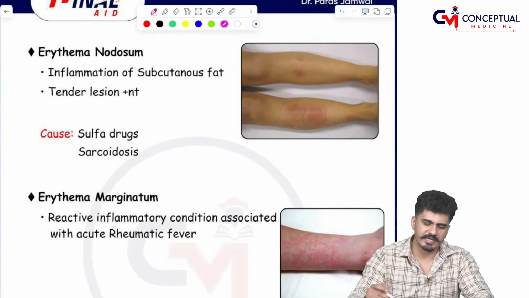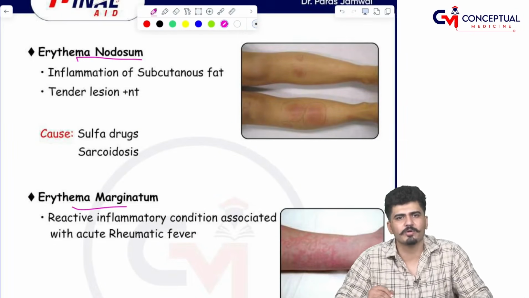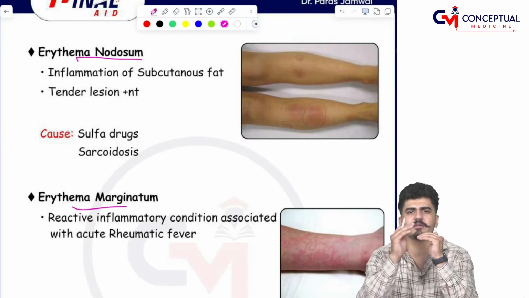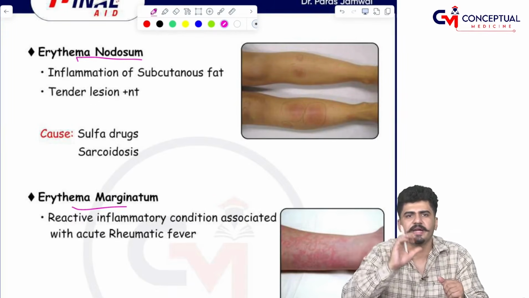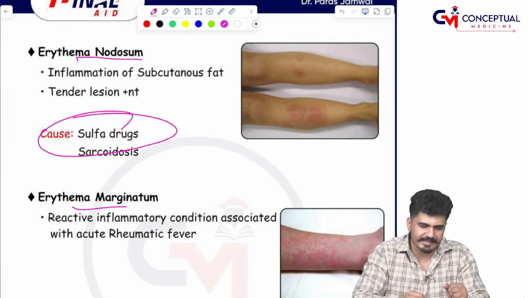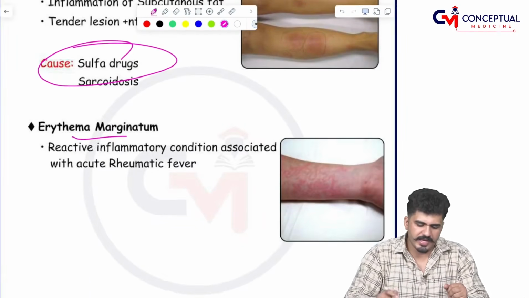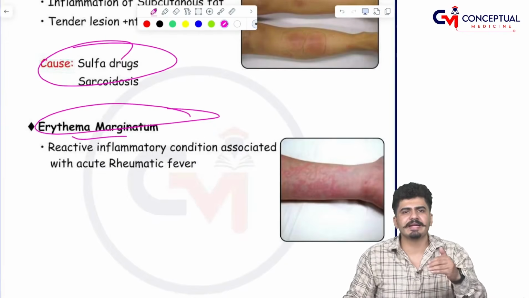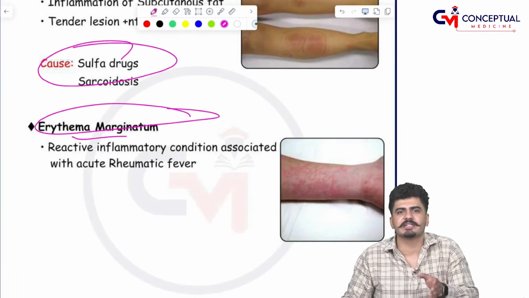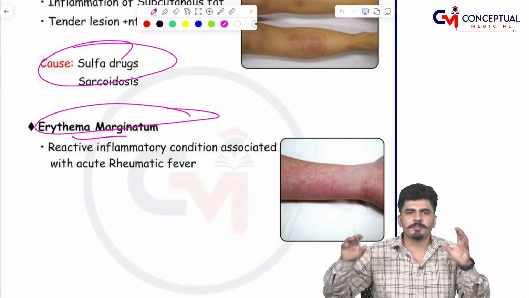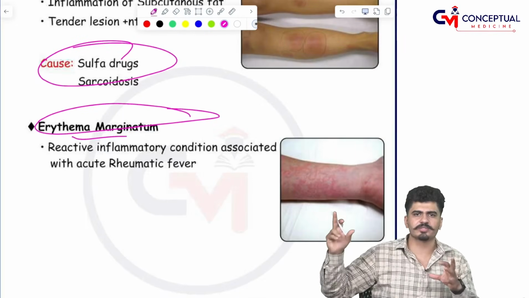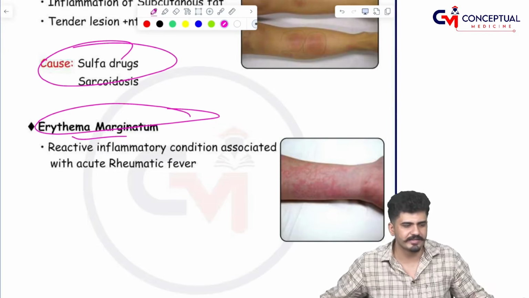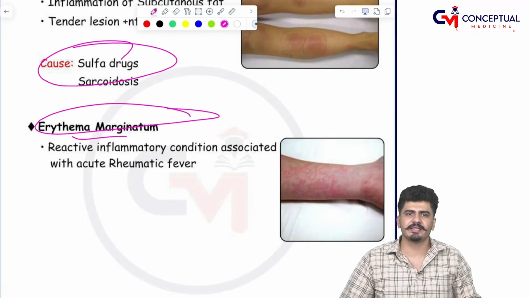Now it's time to study erythema nodosum and marginatum also. In nodosum, there is an inflammation of the subcutaneous fat. This is a painful, tender condition, and it is caused by sulfa drugs and sarcoidosis. Erythema marginatum is a reactive inflammatory condition associated with acute rheumatic fever. If a patient has a history of acute rheumatic fever, there is a chance you are going to see a serpentine-like lesion like this. Done.